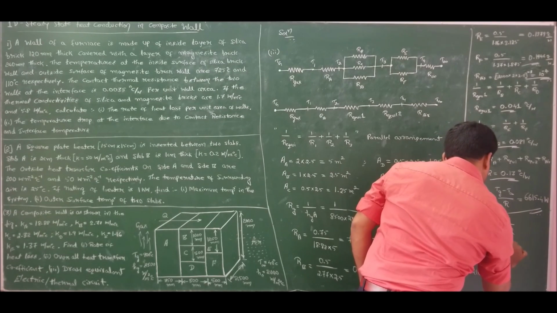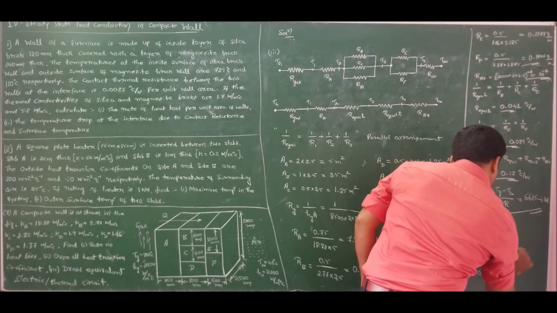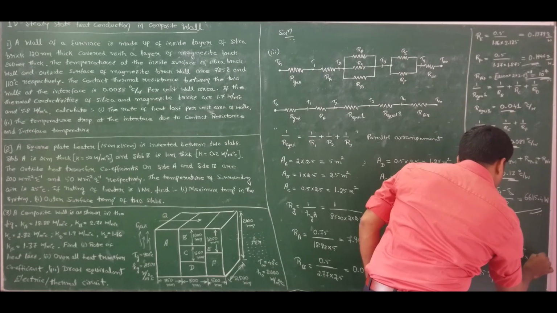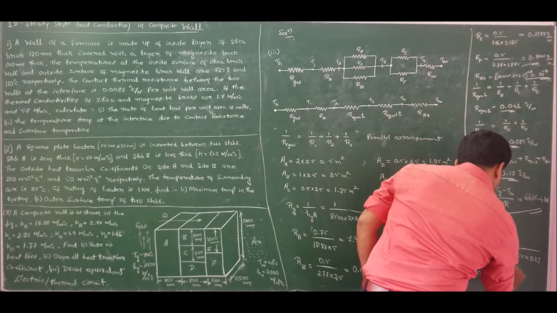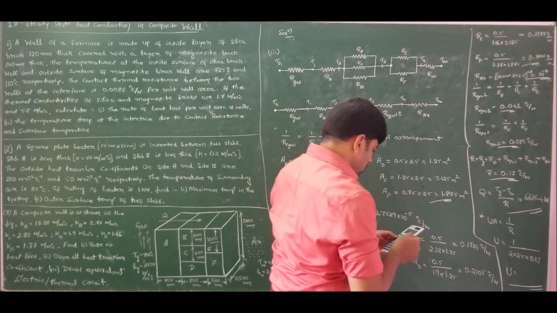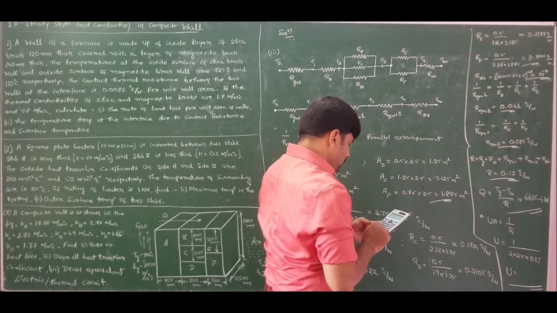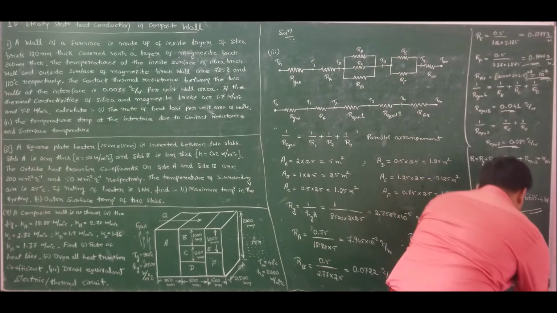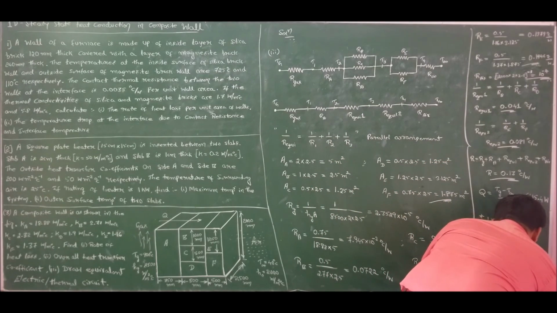Now coming to the overall heat transfer coefficient, UA is equal to 1 by summation of resistance. So U is equal to 1 by area, which is 2 into 2.5, into resistance, which is 0.13. So the overall heat transfer coefficient is turning out to be 1 by 2 into 2.5 into 0.13, which is 1.538, or we can take it as 1.54 watt per meter square degree Celsius.